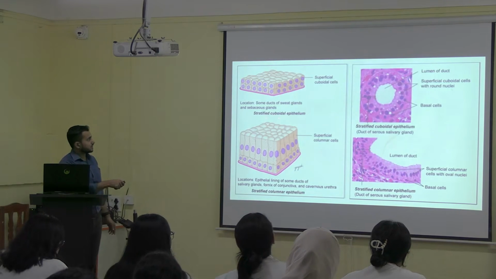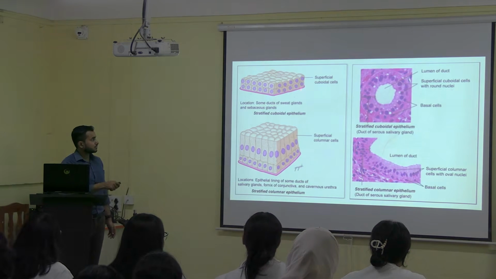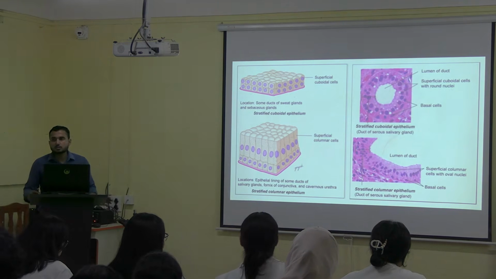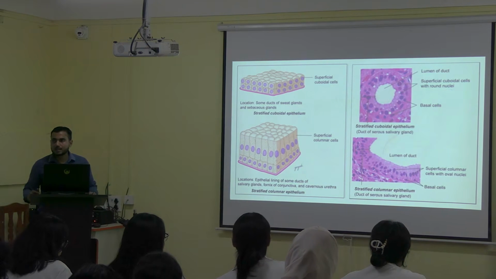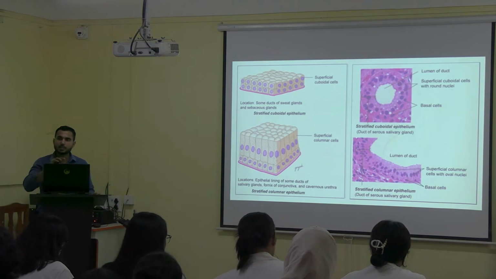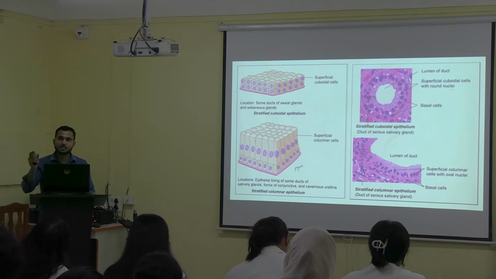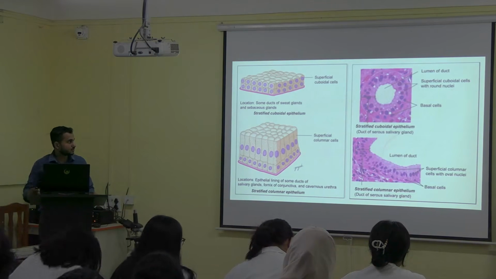So see, this is the stratified cuboidal epithelium. This is the stratified columnar epithelium. Very simple. And this you will see only in the ducts of the larger glands. Salivary glands का multiple ducts होता है. So जो large duct है, those are having this type of arrangement.